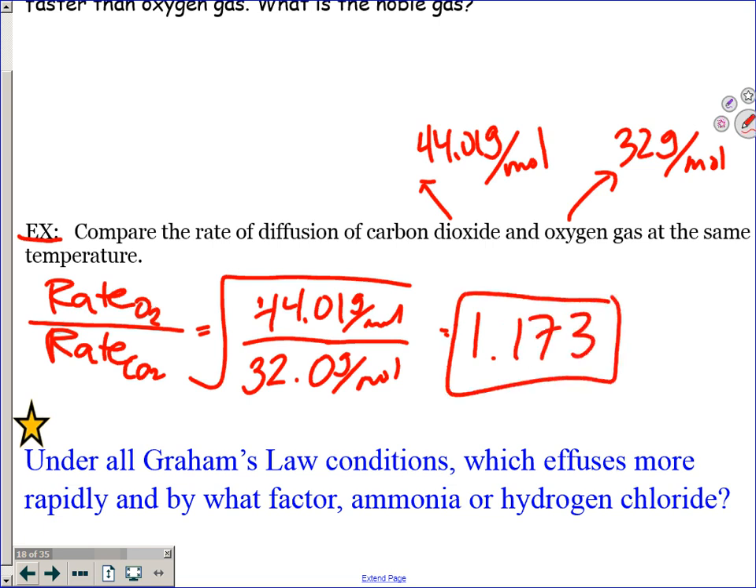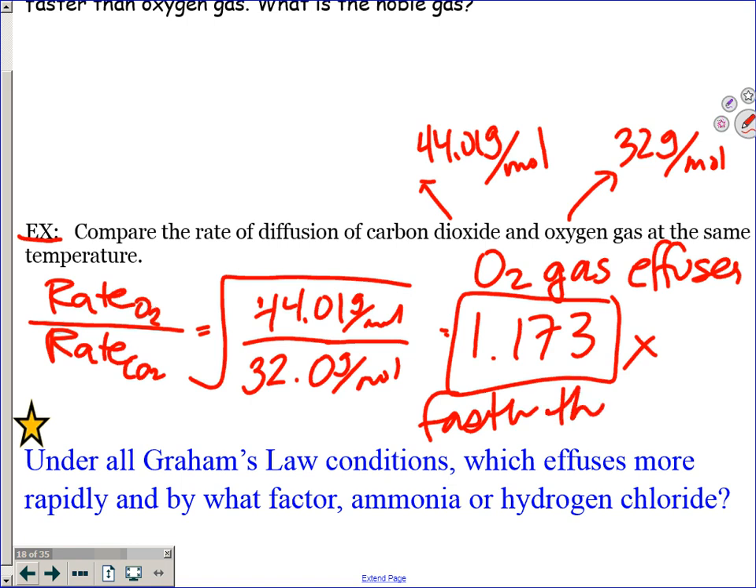Okay, so what does this number mean? Say it loud and proud. This is the rate of diffusion of neither of them. So this means that oxygen gas diffuses 1.173 times faster than CO2. This is not the rate of diffusion of either. Remember, this is a rate comparison, so it's not defining either one. How did you decide which one goes on top? We put the lighter one on top. Always. And it will always work out so you're not getting some funky 0 point something.